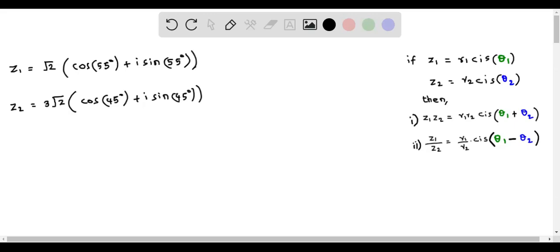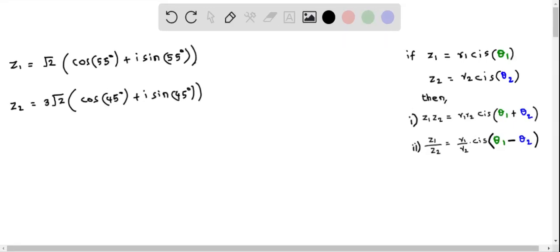Let's now find the product of these two complex numbers. We are given that z1 equals root 2 times cos 55 plus i sin 55. So this can be written in short form, where the modulus of this complex number is root 2, and we put cos 55 plus i sin 55 in short form as cis of the angle, which is 55. Similarly, we can write down the second complex number z2. The modulus is 3 root 2 times cis of the angle 45.